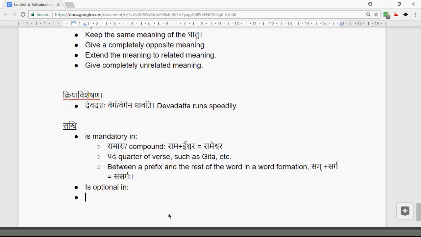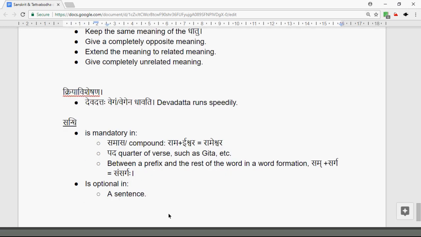but it is optional in a sentence. In a sentence, one may decide to do sandhi or not to do sandhi based on the vivaksha. If I have to take a pause somewhere, I'll not do a sandhi. If I want to say something very fast, then I have to do a sandhi.